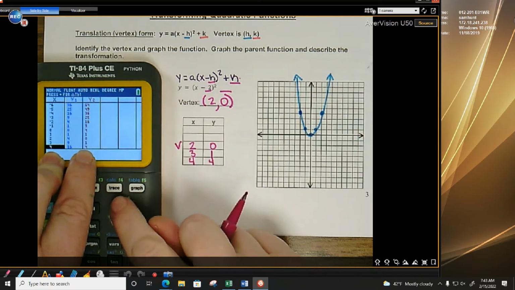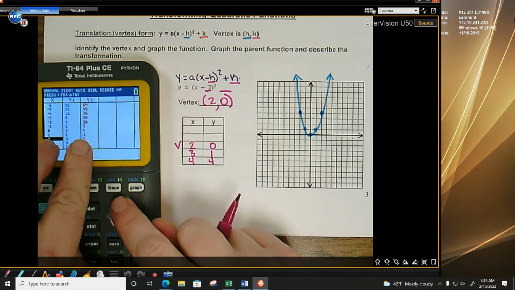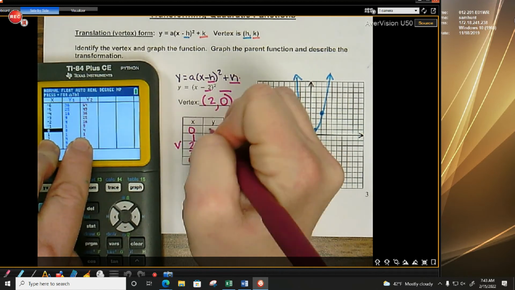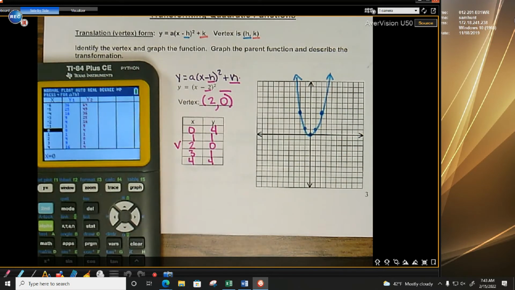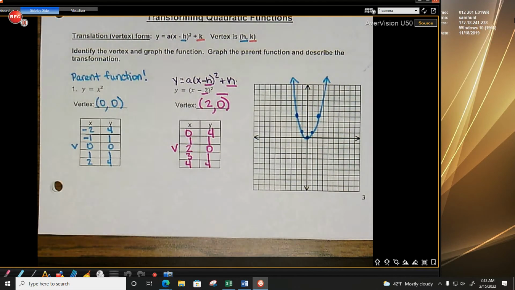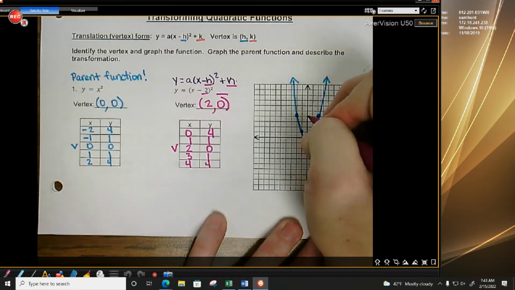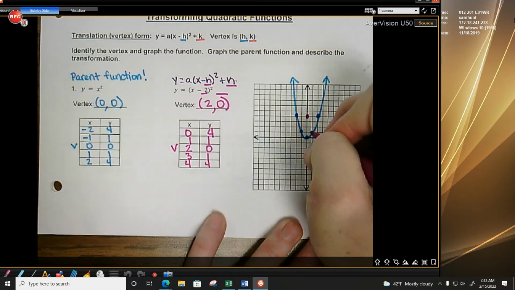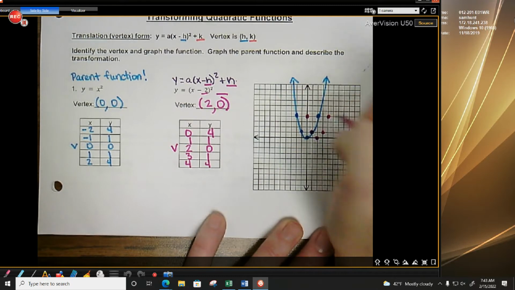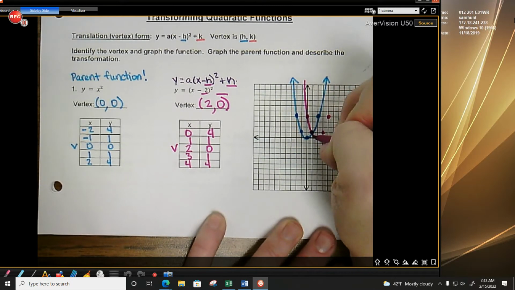Then what's right above 2, 0? 1, 1. What's right above 1, 1? 0, 4. That's why I like these new calculators where it's color-coded, okay? So let's plot our points. 0, 4, 1, 1, 2, 0, 3, 1, 4, 4. And draw your parabola.